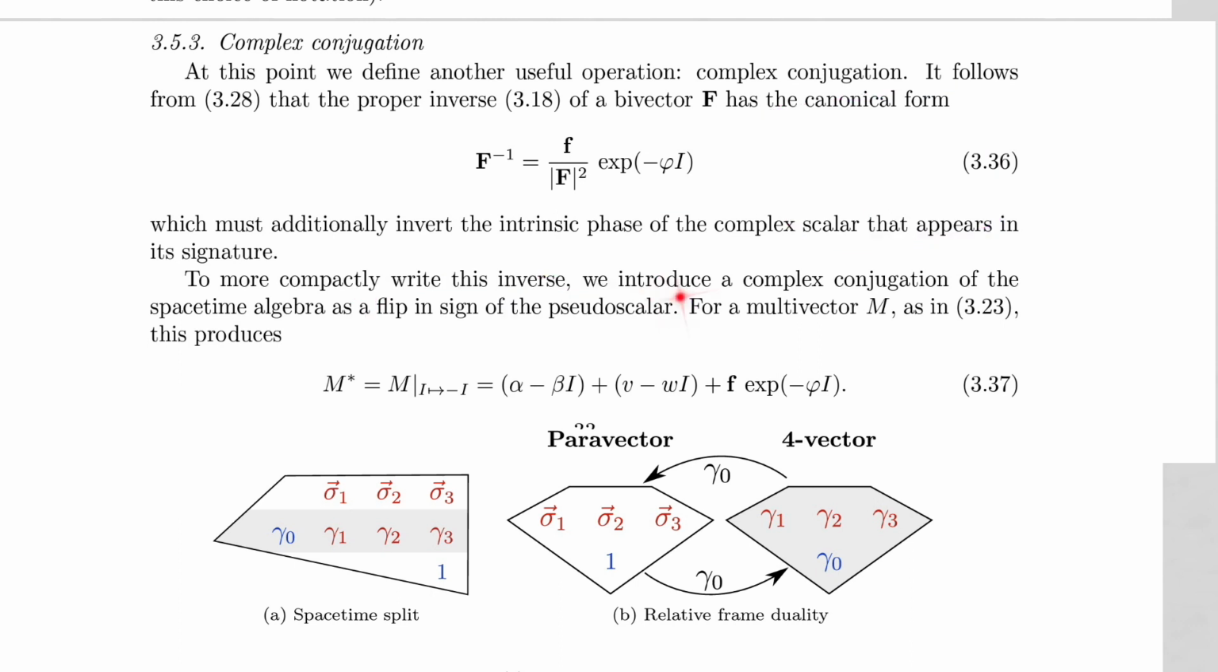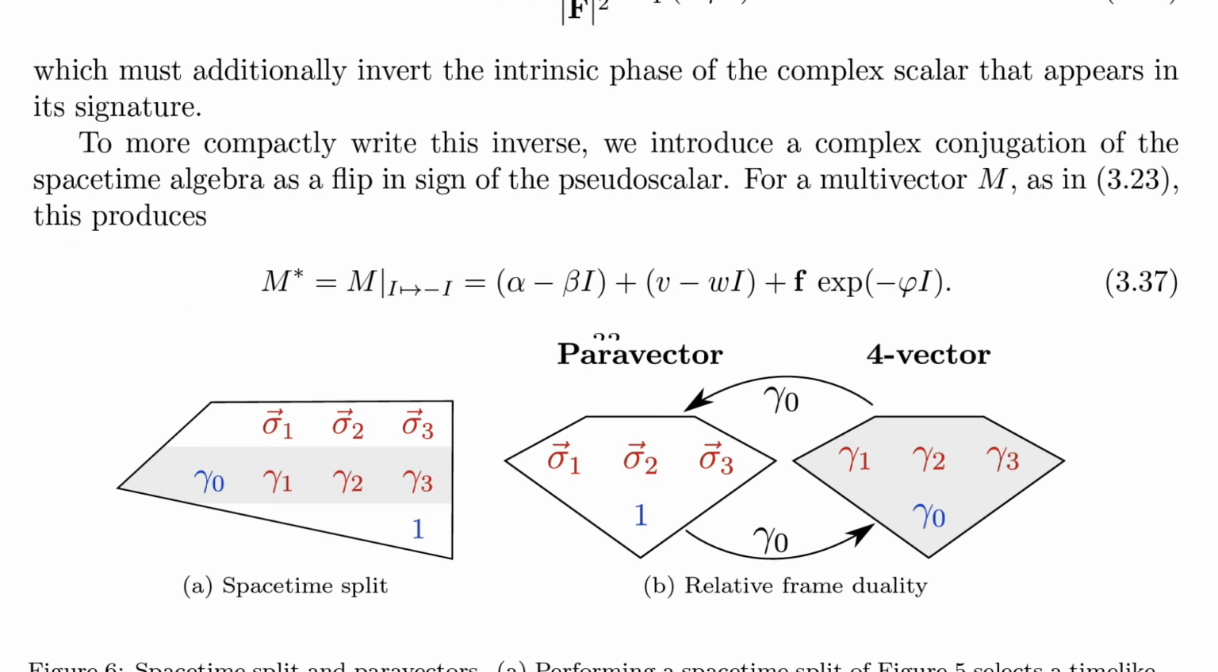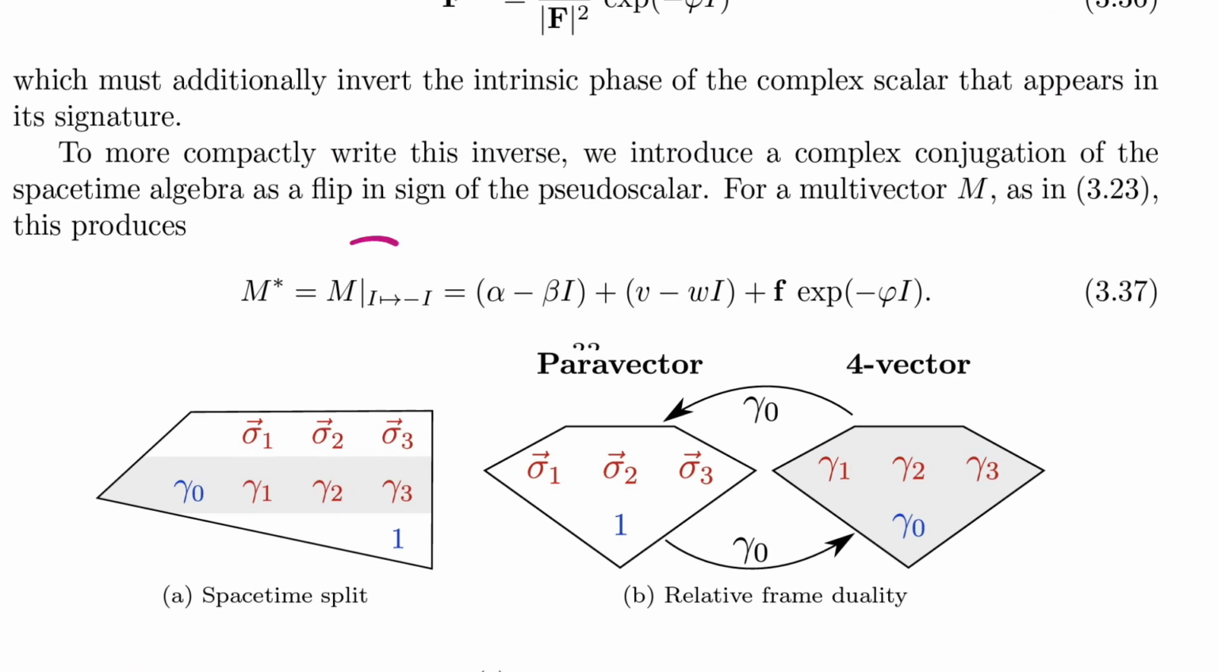We introduce complex conjugation as a flip in the sign of the pseudoscalar. For any multivector M, as in 3.23, they're going to create this new notation. Given a multivector M, its complex conjugate is M with the little star, right? That's opposed to any of these other forms that we might be interested in. We might want to go with M bar, for example, very common, but they're going with M star in this paper. And they say M star is M where I is replaced with minus I.